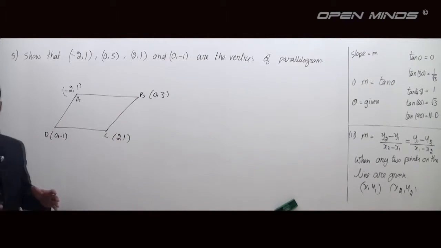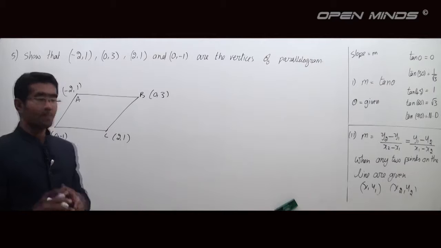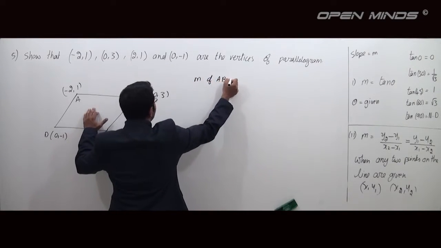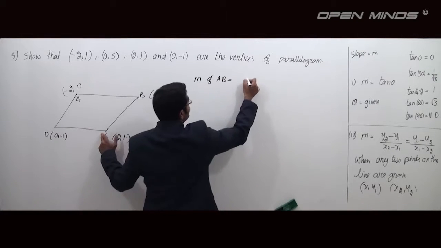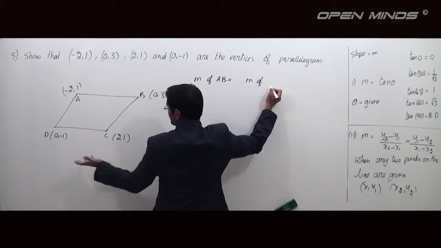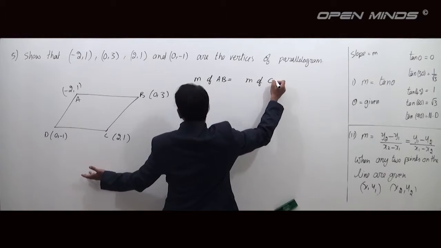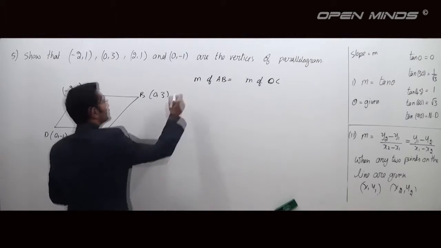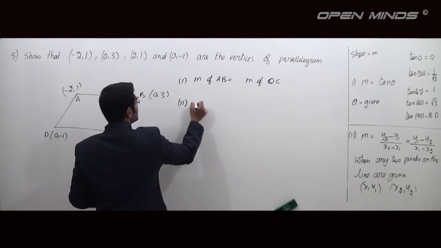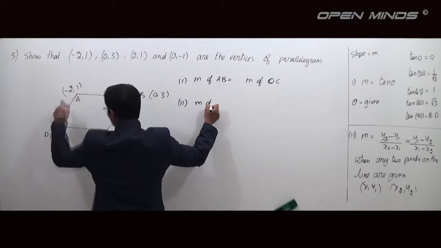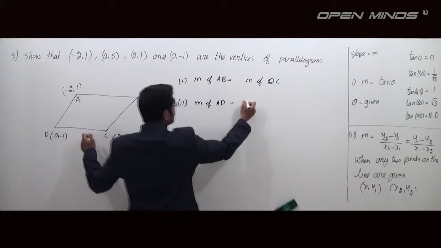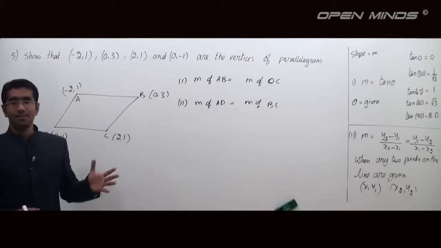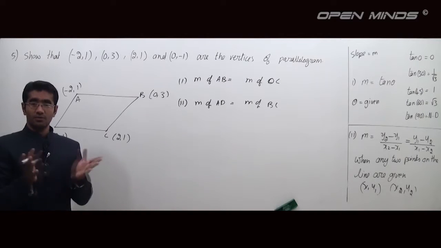So what is enough condition to show that these are the vertices of a parallelogram? Very simple. The slope of AB should be equal to the slope of DC. Slopes of the opposite sides should be equal. That's one condition, and not one is enough, but I should also show that the slope of AD should be equal to the slope of BC. Now I have to show these two things. If that is happening, then yes, I can say these are the vertices of a parallelogram, nothing much.